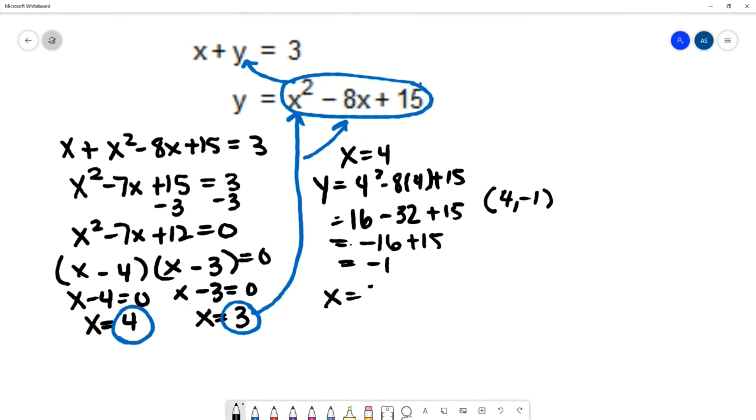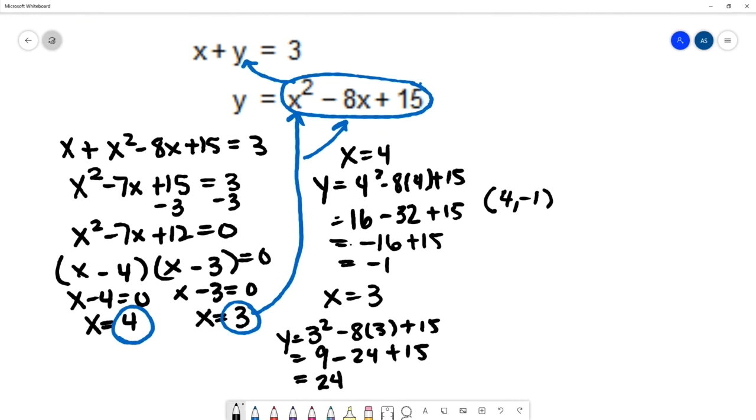Then if x is equal to 3, we have 3y equals 3 squared minus 8 times 3 plus 15. 3 squared is 9. 8 times 3 is 24. And let's see, 15 plus 9 is 24, minus 24 is 0. We get a solution of (3, 0) for the second one.